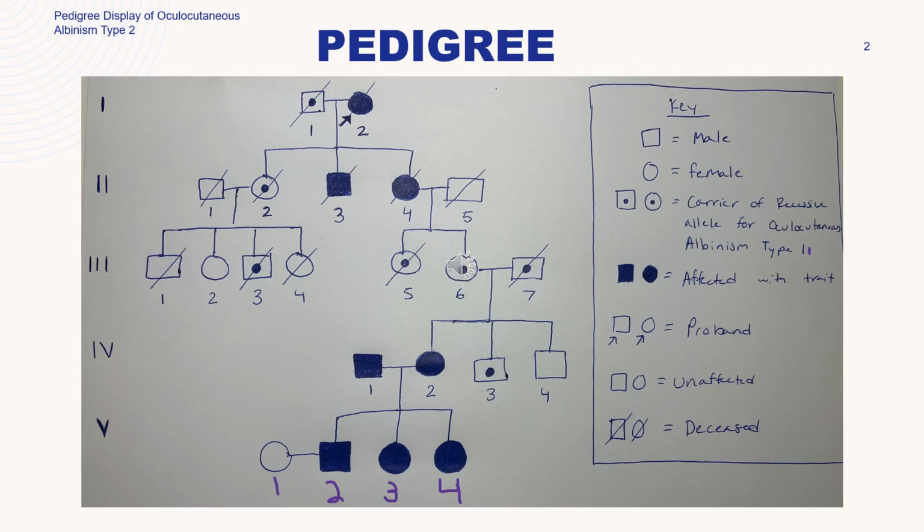So I have created this pedigree to show how OCA type 2 can be passed on and inherited within a family. Since OCA type 2 is a recessive autosomal disorder, both parents must carry the recessive allele in order for the disease to be passed on to an offspring. However, even if only one parent has the allele, it can be passed on to an offspring, which is then a carrier for the disorder. Since this disease is autosomal, it is not X-linked, so sex will have no effect on how the disease is inherited.